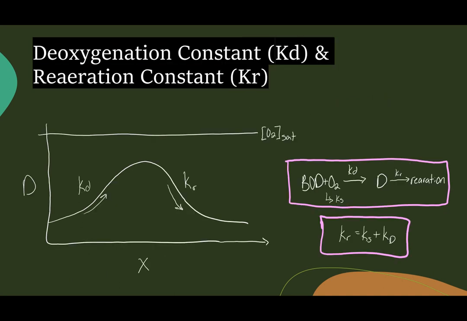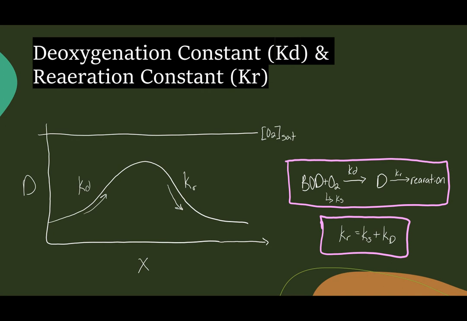Up next, we have the deoxygenation constant and the reaeration constant. These go hand in hand, so we'll go over what these mean individually first and then how they connect. So the deoxygenation constant represents the BOD loss due to a reaction with oxygen and microbes, whereas the reaeration constant represents both the deoxygenation rate plus the rate at which BOD undergoes sedimentation, represented by Ks, but won't be used much for our studies.